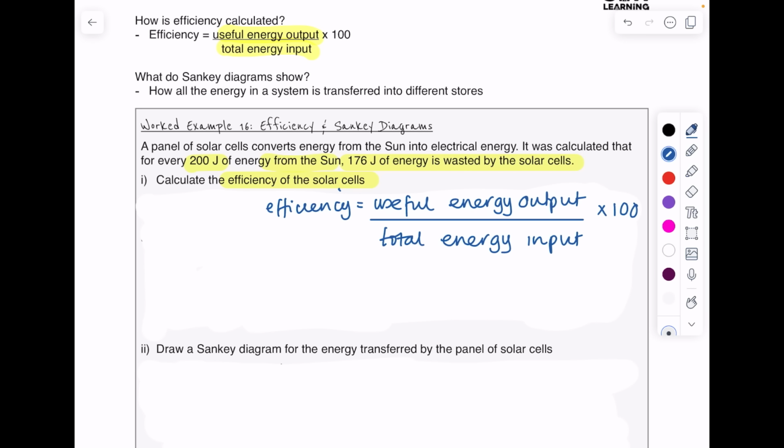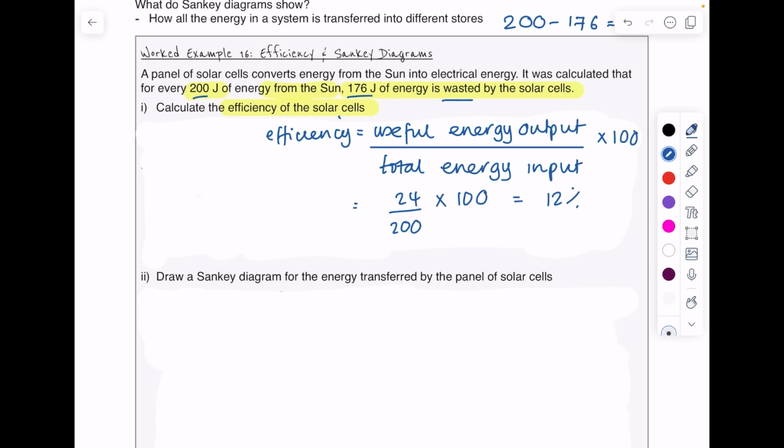So we know that the energy input is 200 joules. Be careful with your useful energy output. We can see that 176 of those 200 joules is wasted, which means we can infer that 24 joules was usefully transferred. So 24 is your useful energy out. Put that into your calculator, and our efficiency is really only 12%.